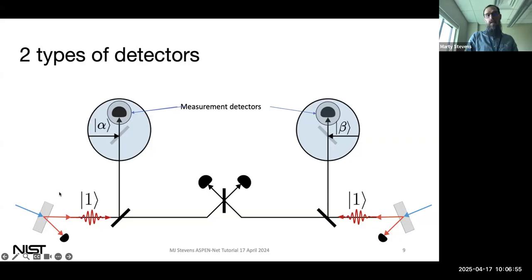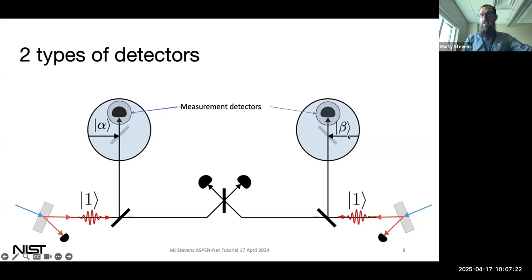What I didn't mention is that in order to do the measurement to verify this entanglement, what we have to do is basically take a local oscillator, a very weak coherent state, over here at this measurement station, and interfere it on a beam splitter with the photon that's coming off this first beam splitter. And we do the same thing over on this side.